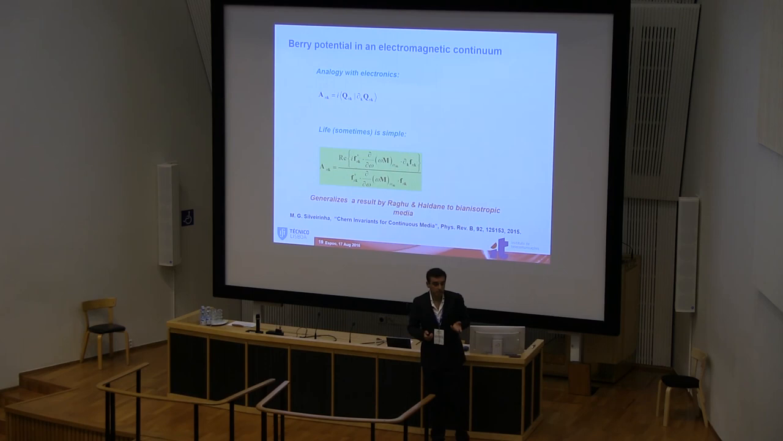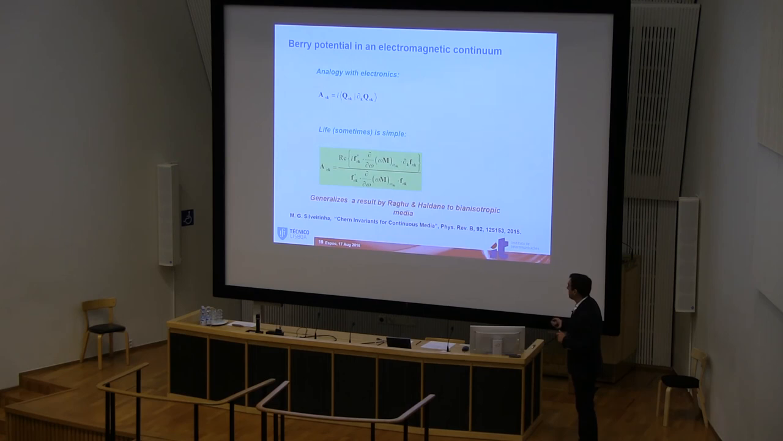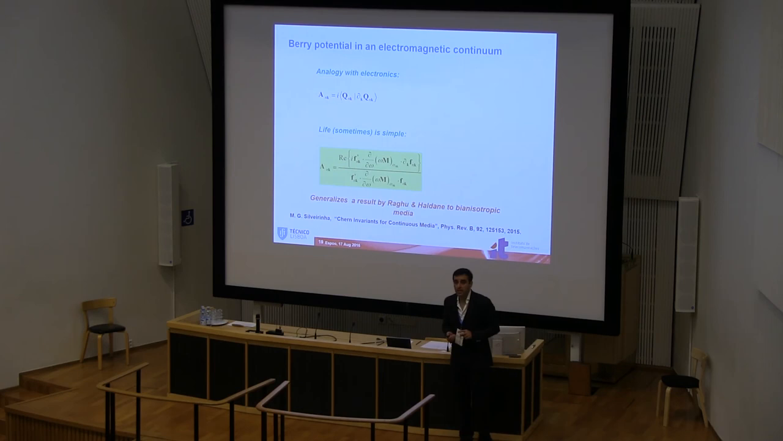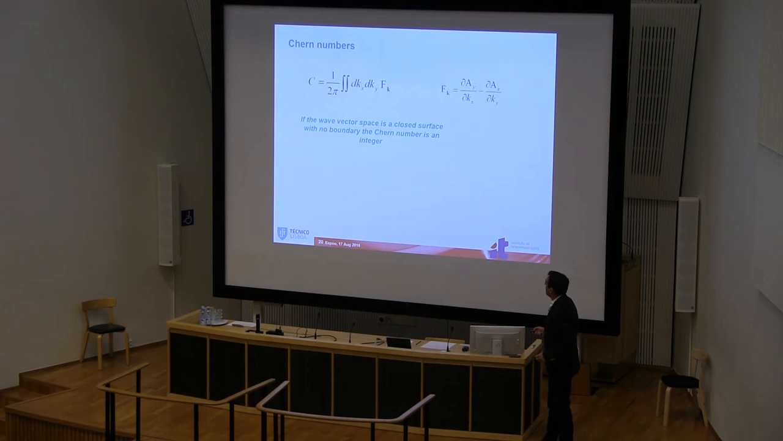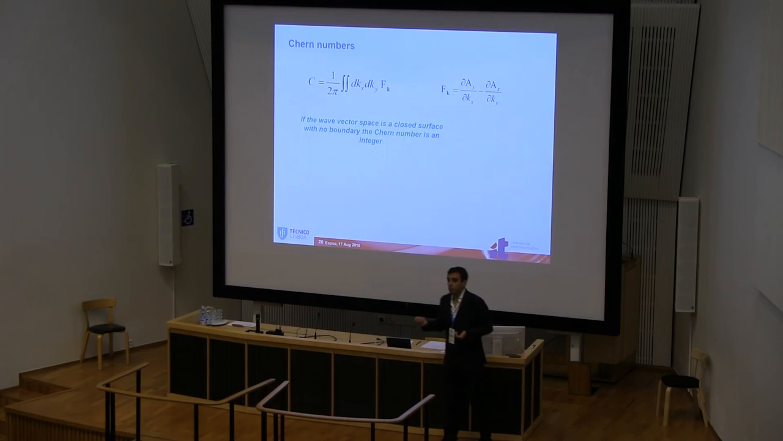So basically you get this nice formula. By the way, Raghu and Haldane previously got something similar. I generalized it to the case of gyrotropic media and to the case of spatially dispersive media, okay? So we get this. And it will be useful, as you will see, to have it for spatially dispersive media. Okay, so now we are more or less ready because we have a formula to compute the Berry potential.